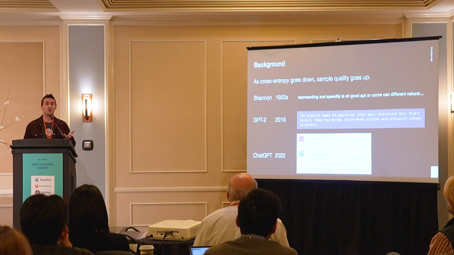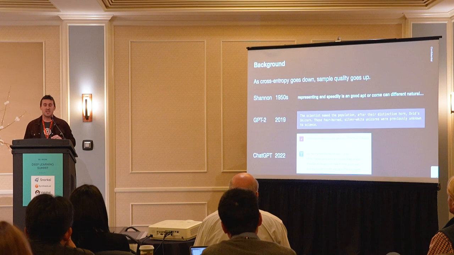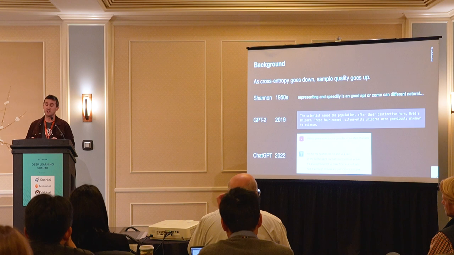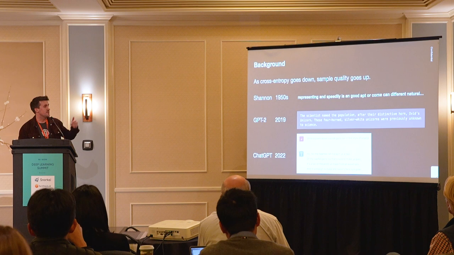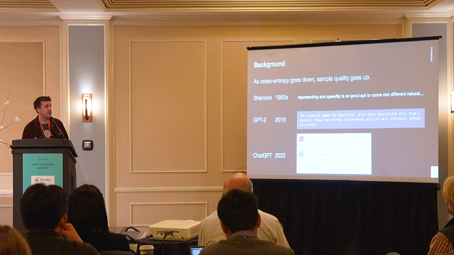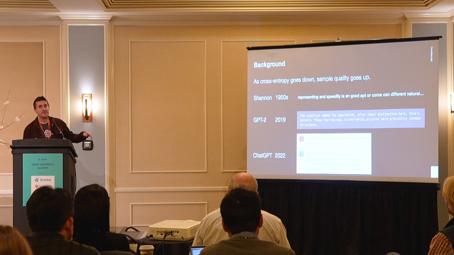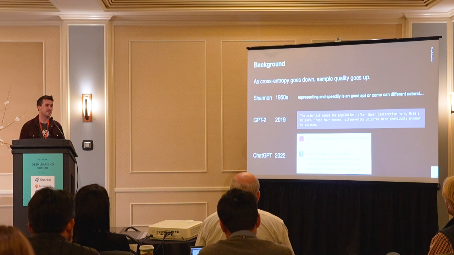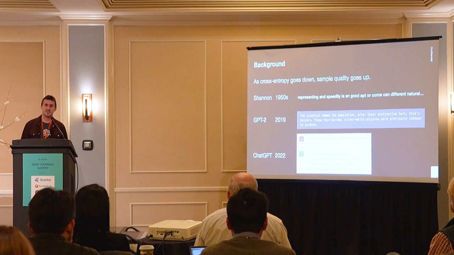So even if we go back to the 50s, Claude Shannon is literally fitting a language model based on text statistics which are actually published in a book, and he is manually sampling from that. He published in his mathematical theory of communication a little sample from his 2-gram language model, and he was absolutely blown away by it. So this representing and speedily is an good apt or can blah, blah, blah. He thought that was incredible at the time. He was like, ooh, I feel like from noise, we're starting to see something which is looking a bit more like human text, and that's pretty cool. And he conjectured, if you could make these systems powerful enough, then they could start to look indistinguishable from human text.